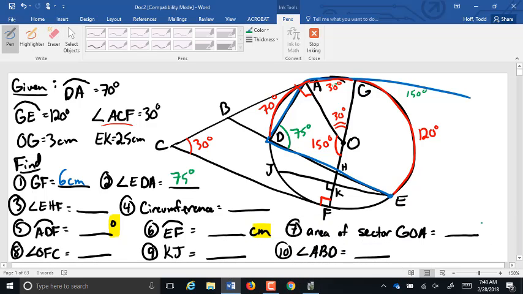The 150 is the arc from here all the way around to here. And since this is an inscribed angle on that arc, it's half of the arc. Remember, if the vertex is at the center, the angle equals the arc. If the vertex is on the circle, the angle equals half the arc.